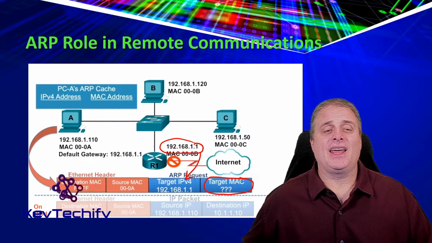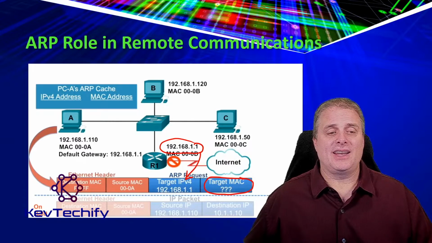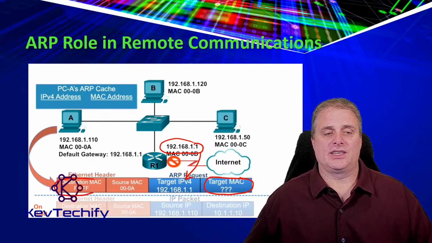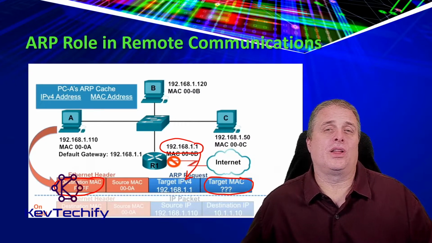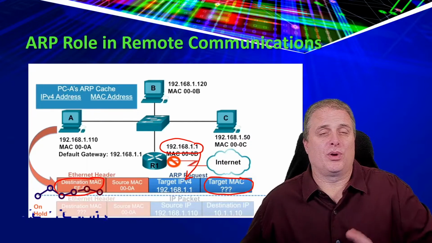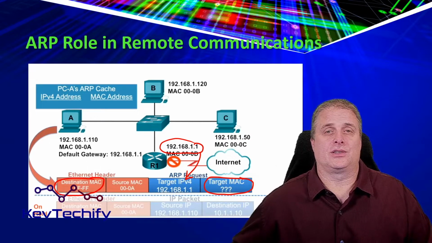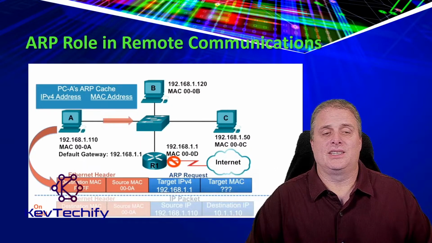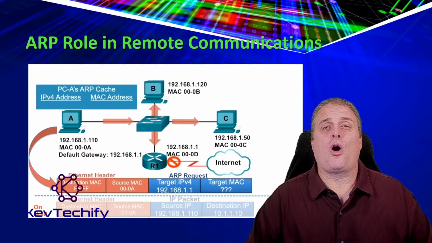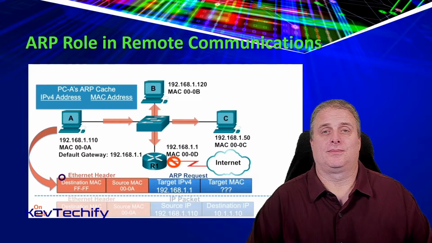The destination MAC address for the ARP request is a broadcast address. That is the special MAC address of all ones. Take all ones in binary, convert that into hexadecimal, that gives us all F. So that's the special address, that's the broadcast address for MAC addresses. PCA sends the ARP request to the switch. The switch then forwards it out all ports except for the port it received it in on.